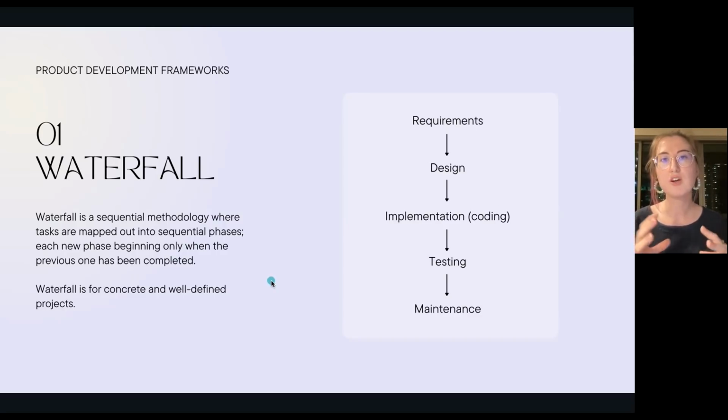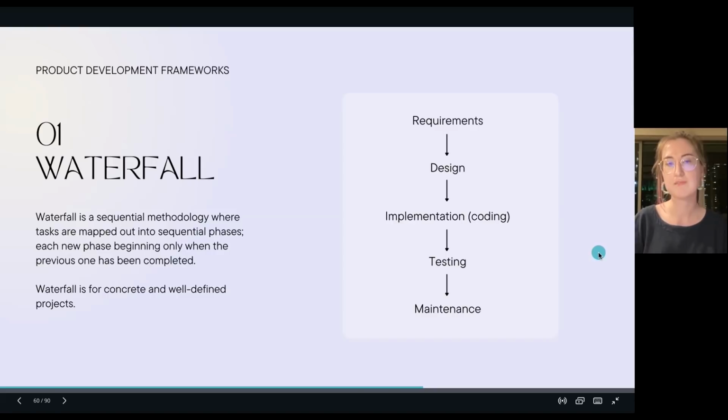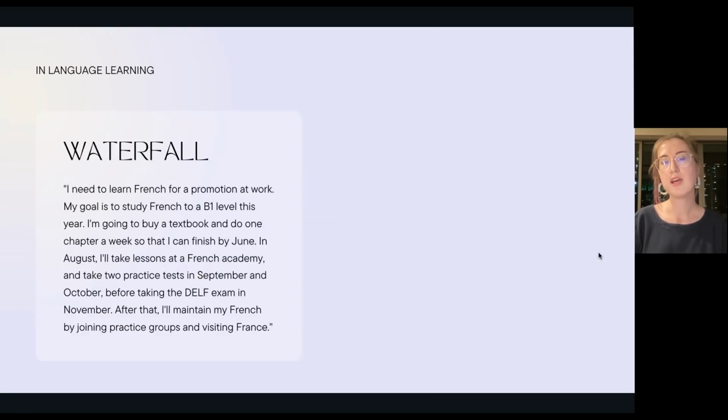So waterfall is for very concrete and well-defined projects. Two years ago, I tried to apply the waterfall methodology to my language learning. This is just an example I wrote up.